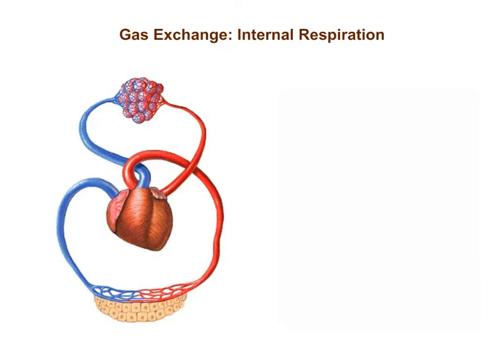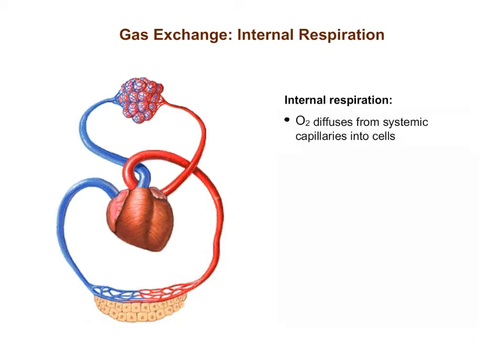Now let's turn our attention to internal respiration. During internal respiration, oxygen diffuses from the systemic capillaries into the cells, and carbon dioxide diffuses from cells into the systemic capillaries. Just as in external respiration, the exchange of oxygen and carbon dioxide depends on several factors.